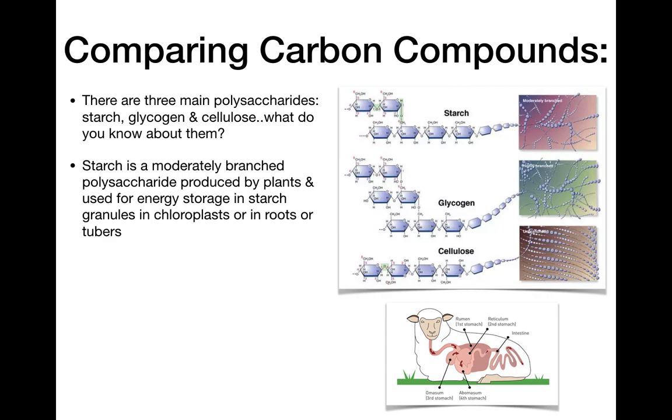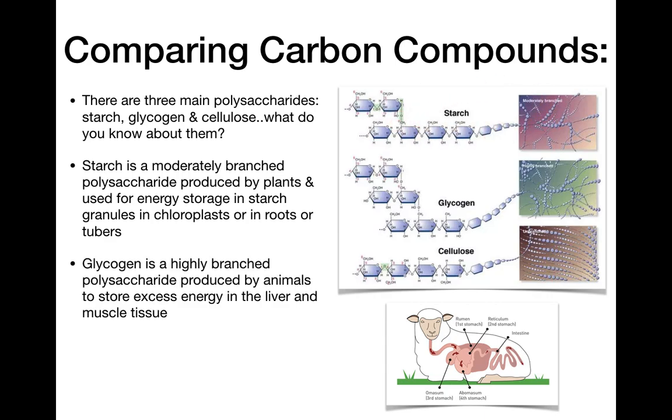So it's a polysaccharide, right? Multiple monosaccharide units, and it's what we call moderately branched. So it has some branches off of it, but not a ton of them. It's produced by plants and used for energy storage. So it could be in starch granules, in chloroplasts, in roots, tubers. Potatoes have tons of starch in them. The starch in flour comes from wheat. All those kinds of things are plant sources of starch, and our body is very capable of digesting that starch and getting the energy from it.